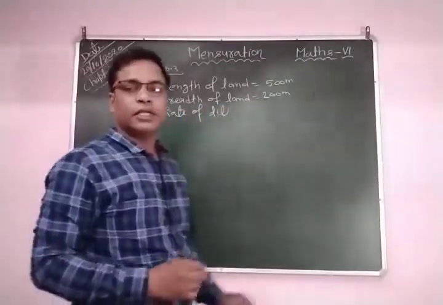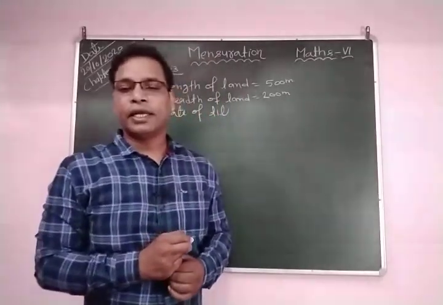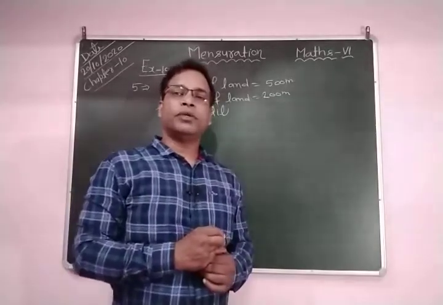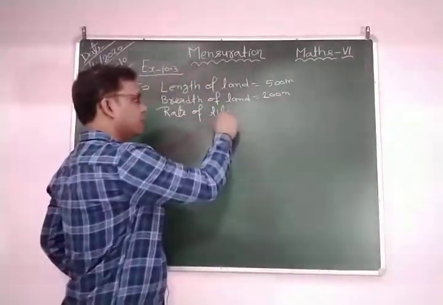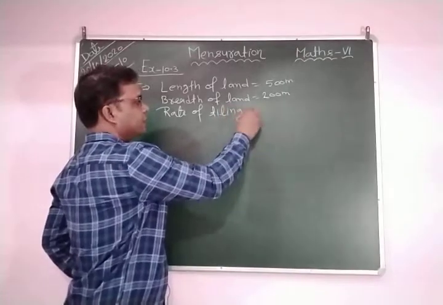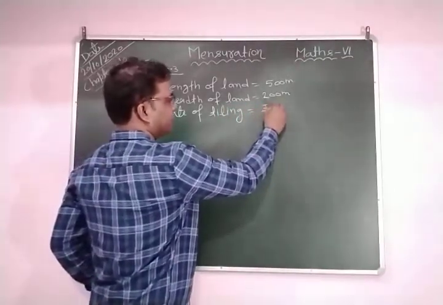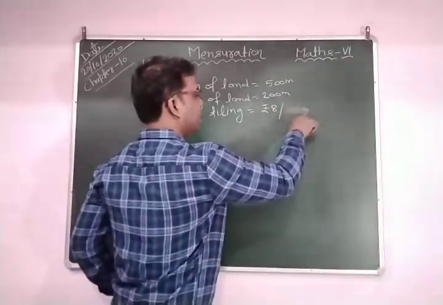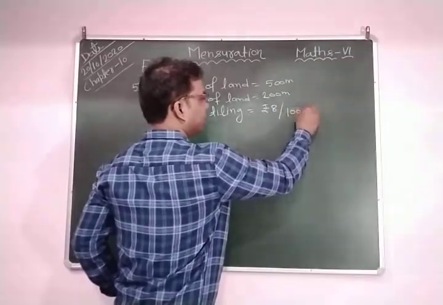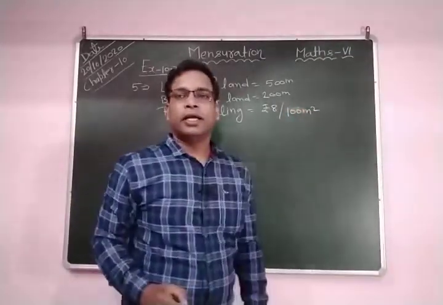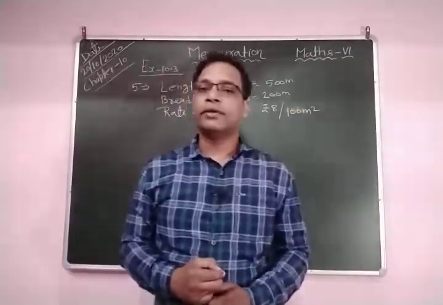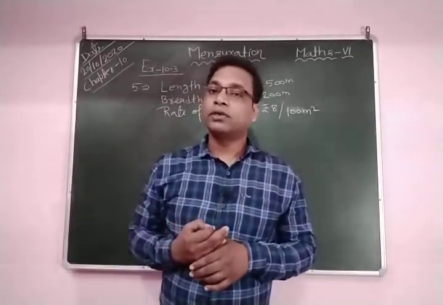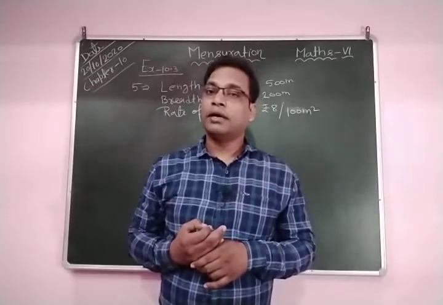What is given here? Rate of tiling is given here. What is the rate of tiling? 8 rupees per 100 meter square. This is the given rate of tiling. So we need to find the cost of tiling of the rectangular plot of land.